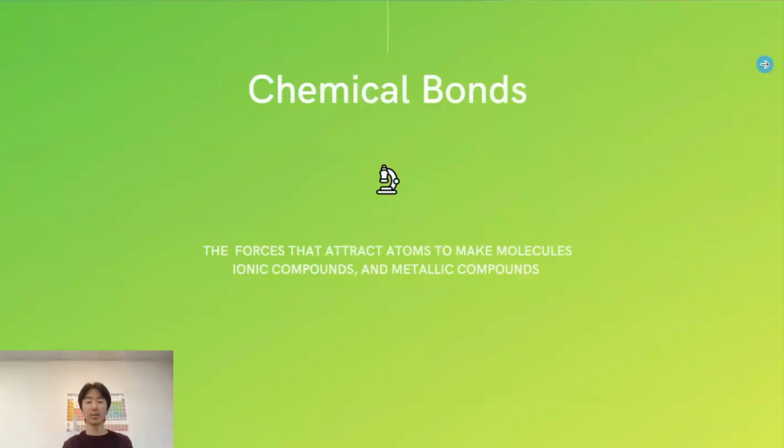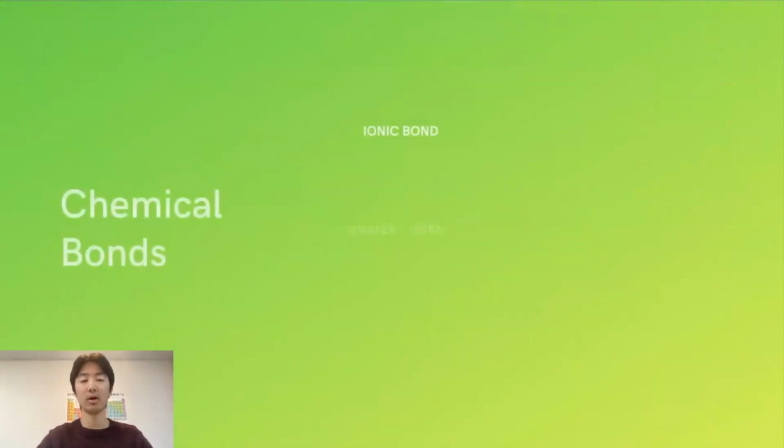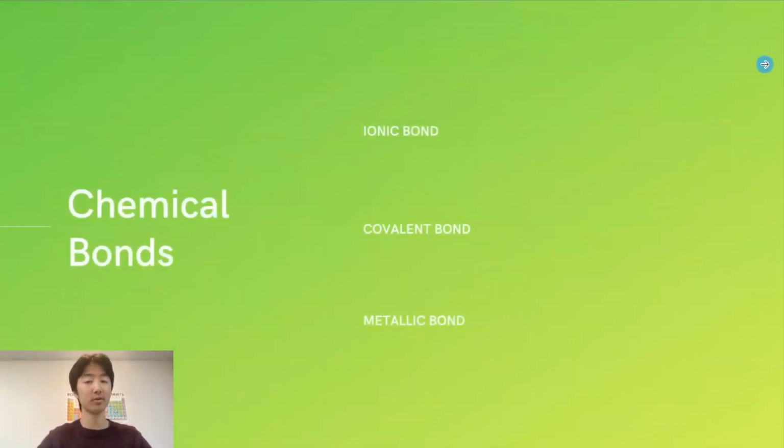Right. Now, without further ado, chemical bonds. The simple definition of chemical bonds is the forces that attract atoms to make molecules, ionic compounds, and metallic compounds, as we talked about in the previous slide. There are three main types of chemical bonds: ionic bonds, covalent bonds, and metallic bonds.